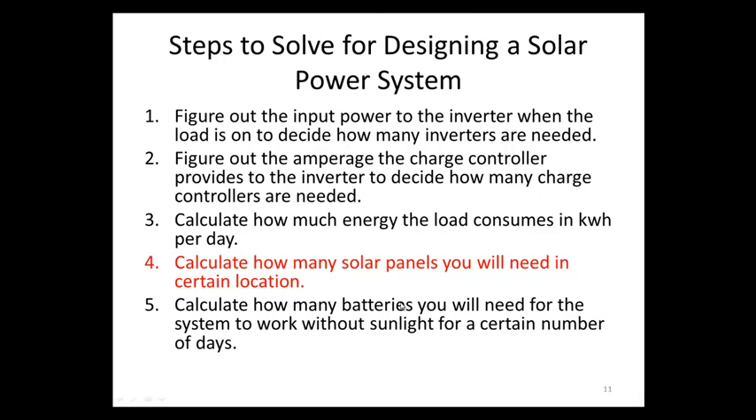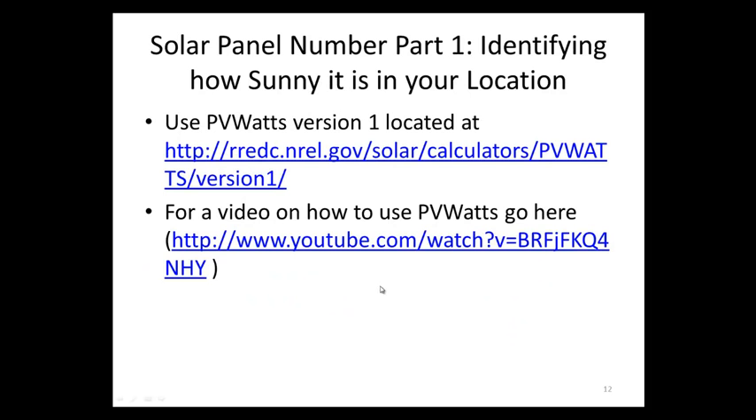So step 4 is to calculate how many solar panels you'll need in a certain location. Okay? Sunlight varies over certain locations, so you need to figure out how sunny it is in your actual location. What's nice is that the National Renewable Energy Lab has a program called PV Watts, which is very easy to use and is a simulation to figure out how sunny your area is. I've also made another instructional video on how to use PV Watts. We're not going to go over that right now. What we're going to go over is how you use the results from PV Watts.